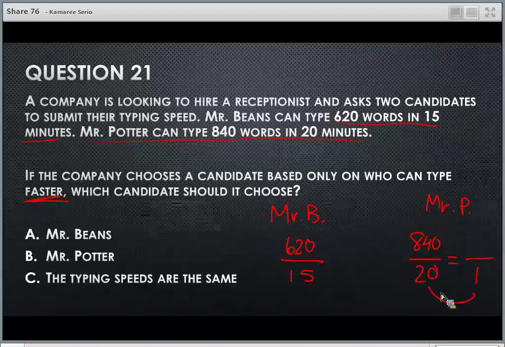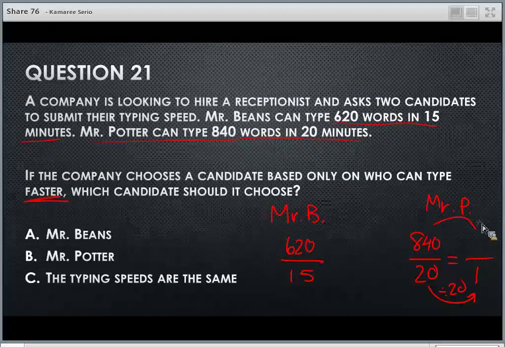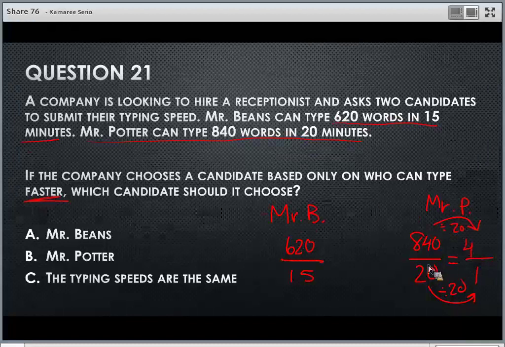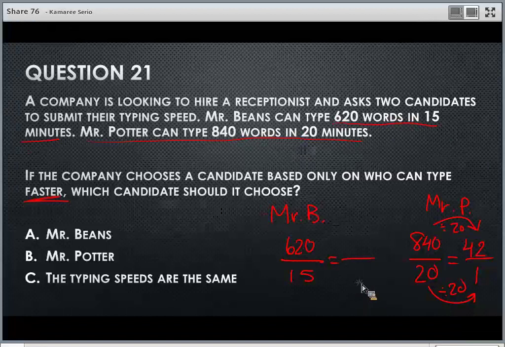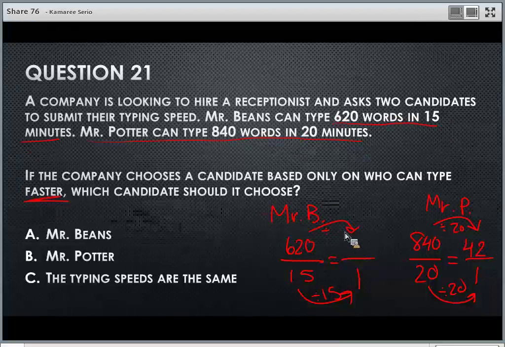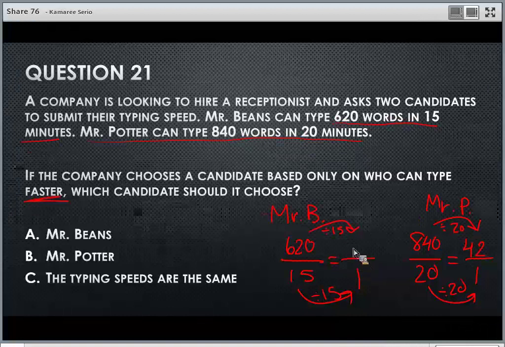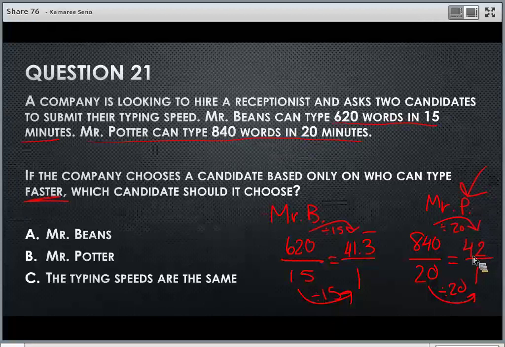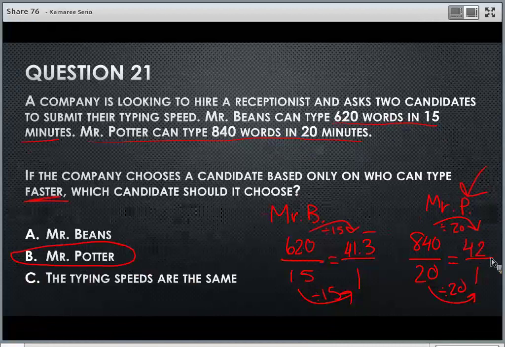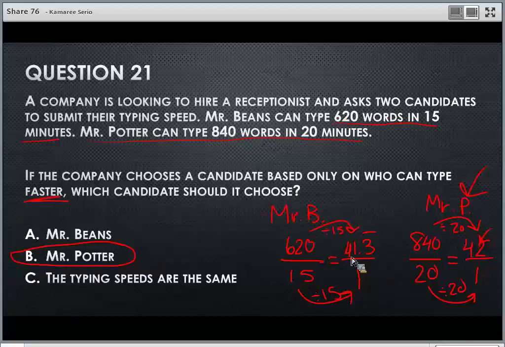If I want to know how much each of them can type in 1 minute, divide this by 20, so 840 divided by 20. Mr. Potter here can type 42 words per minute. That's pretty fast. And let's see about Mr. Bean. Divide top and bottom by 15, 620 divided by 15. I get 41.3 repeating. So Mr. Potter can type a little bit faster. That means that Mr. Potter will get the job because he can type faster, right? 42 is larger than 41.3.